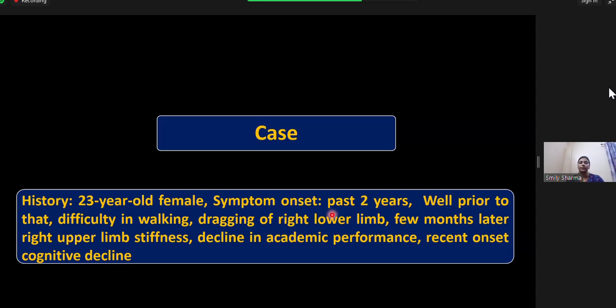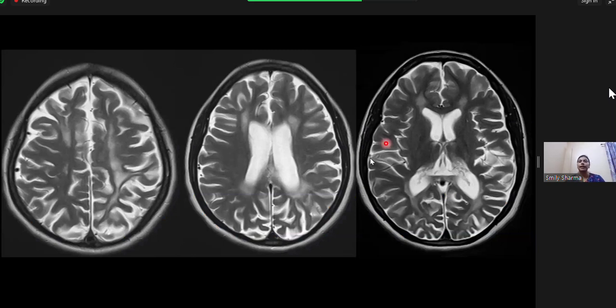the last 2 years she started having difficulty in walking, dragging of the right lower limb, and a few months later right upper limb stiffness also started. Earlier she was very good in academic performance, now she has a decline in academic performance, and she has recent onset cognitive decline as well. So these are the images. We again see a periventricular involvement. Apart from that, we also see some centrum semiovale involvement, although it is asymmetric, and we see diffuse atrophy.